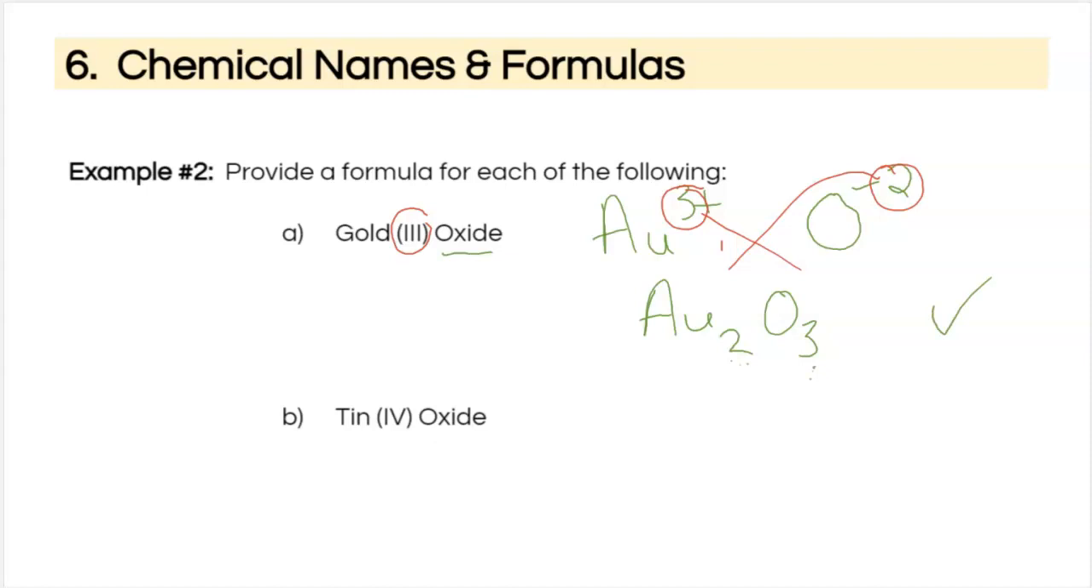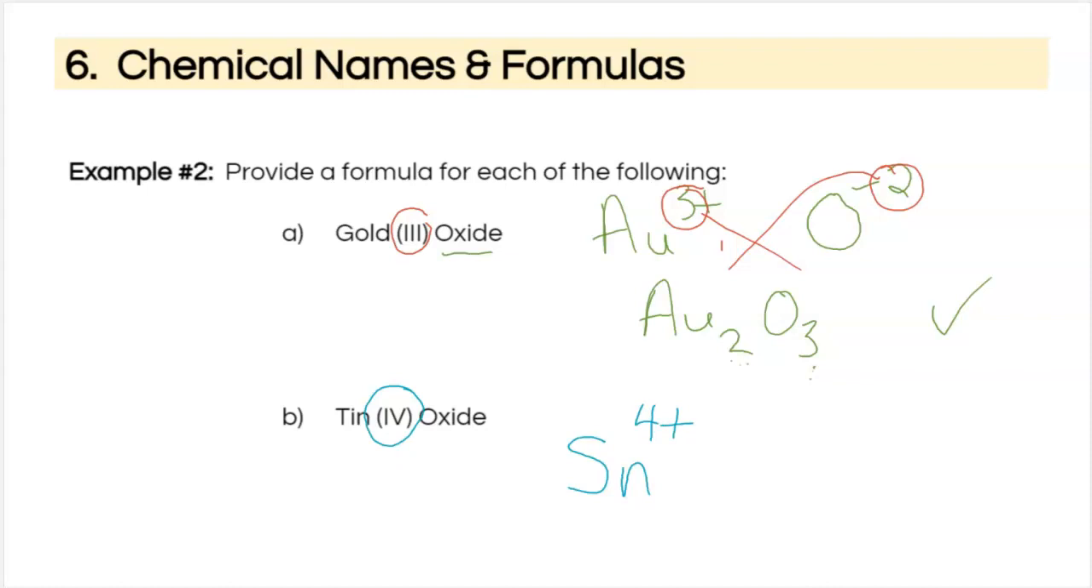Okay, I'm going to use a different color here for my tin. So again, tin right here, it has a 4+ charge. And so I just need to find the symbol for tin. Tin has the symbol Sn. And in this case, they're specifying it's tin(IV). So I put that plus there.